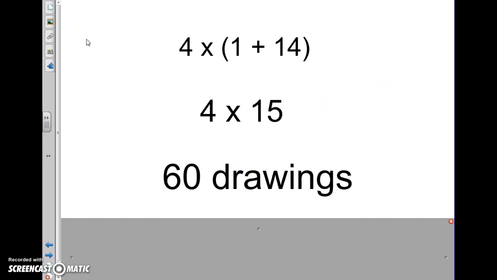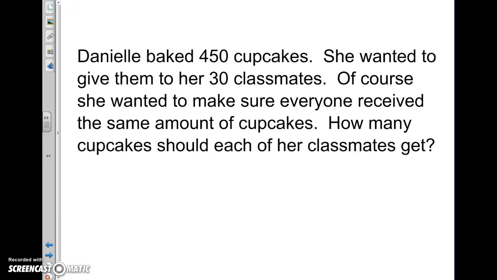Oh, actually, sorry, we have a whole other one. So next problem, it says Danielle baked 450 cupcakes. She wanted to give them to her 30 classmates. Of course, she wanted to make sure everyone received the same amount of cupcakes. How many cupcakes should each of her classmates get? So, again, the first thing I'm going to do is look at the question, right? How many cupcakes should each of her classmates get?